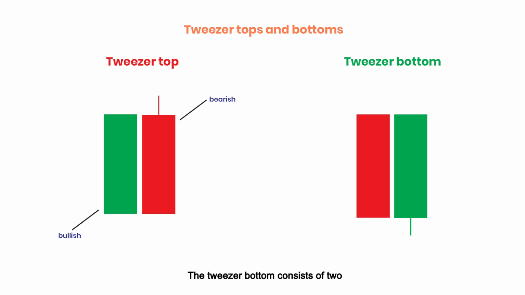The tweezer bottom consists of two candlesticks. The first one is bearish followed by a bullish candlestick. It indicates that sellers pushed the price lower, but buyers surprised sellers by pushing the market higher and closed up the open of the bearish candle.